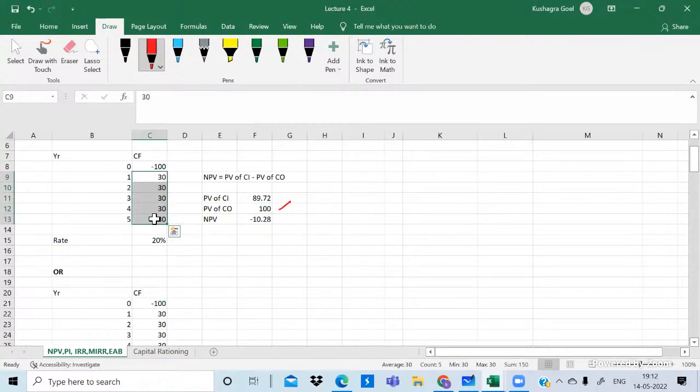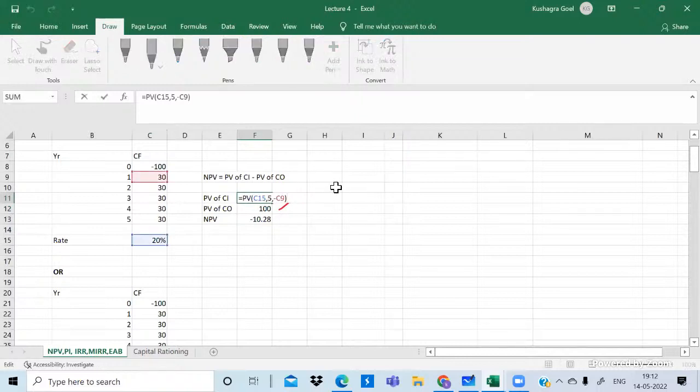Now this is an annuity, so I can easily calculate the present value of an annuity by using the formula. So I'll just write equal to present value and I'll take the rate. Let's say the rate is given in the question as 20%. N per, that is number of periods. This is happening for the next 5 years, so I'll take my N per as 5.